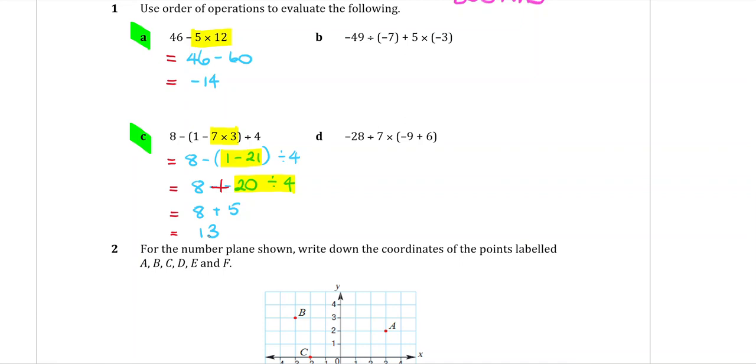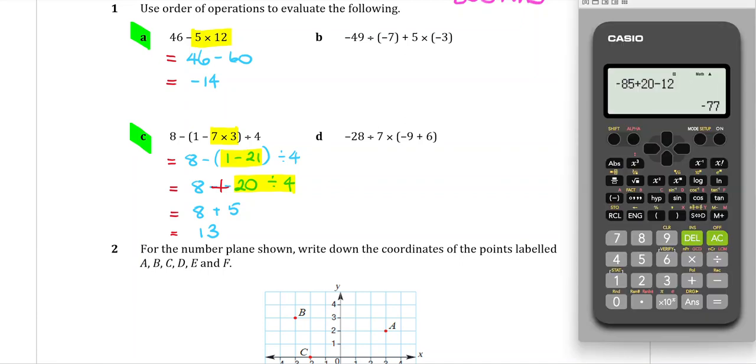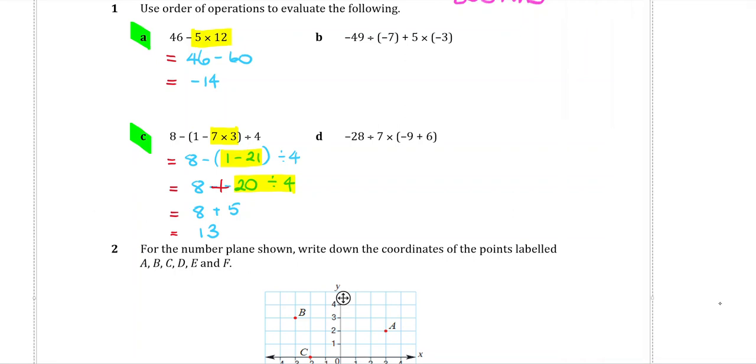Now, as I said, you have to show that working out, but there is nothing wrong with you getting your calculator afterwards and typing it in to make sure that you did it right. Phew, lucky, got it right. Okay, 13. Yes? So you can still check with your calculator, but you have to show the working.